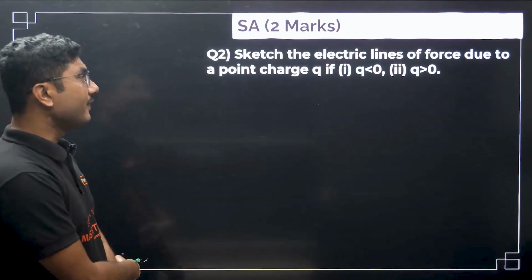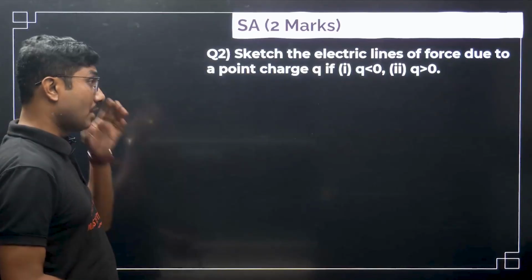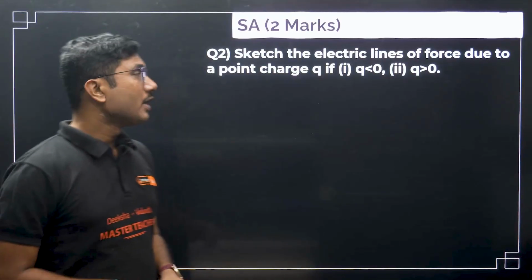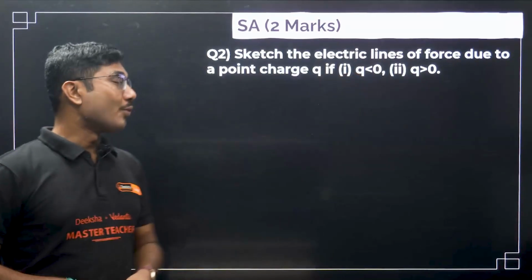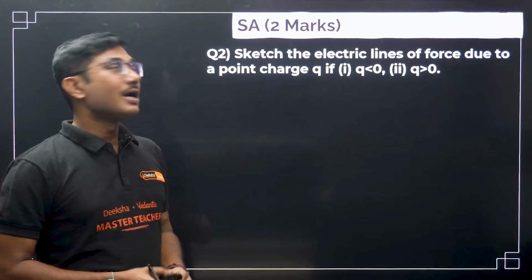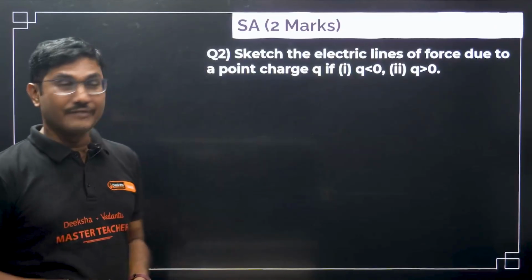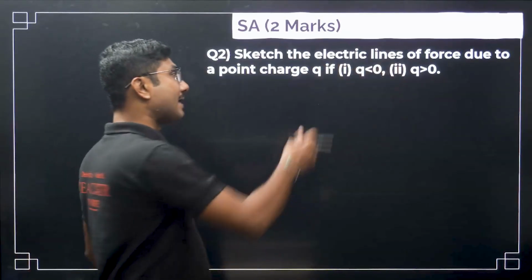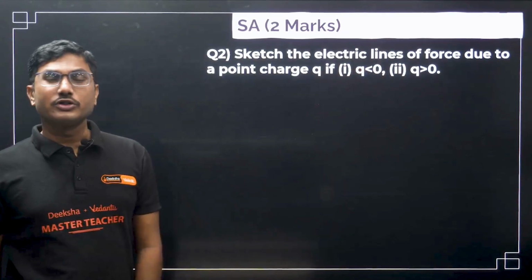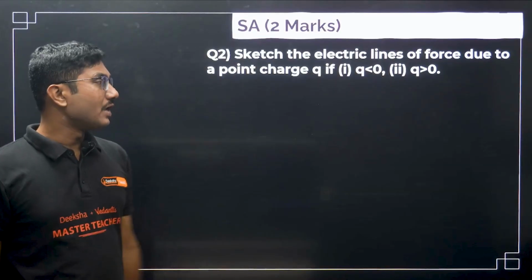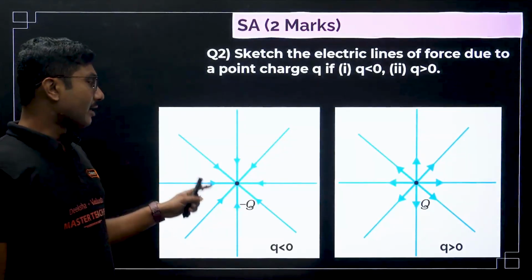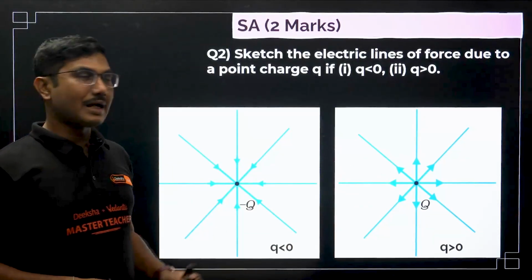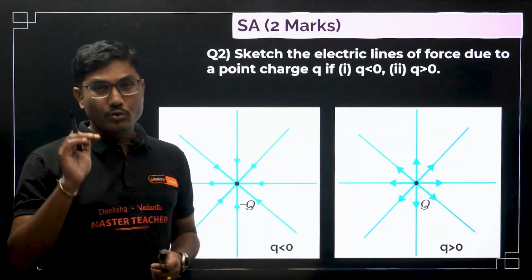Sketch the electric field lines of force due to a point charge Q if Q is less than 0. What is the meaning of Q less than 0? That means Q is negative, and Q greater than 0 means Q is positive. So either a negative charge or a positive charge, how do the electric field lines look? This is the diagram for negative charge, this is the diagram for positive charge. Simple diagram, and if you draw it, you can score 2 marks.